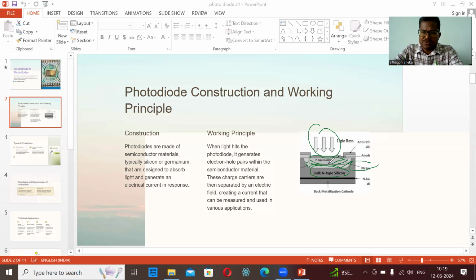Holes move to the P-type semiconductor side and electrons move to the N-type semiconductor side. The P-type semiconductor is connected to the anode and the N-type semiconductor is connected to the cathode. The cathode attracts negative charge carriers and the anode attracts positive charge carriers, connected with the external electric field. So voltage is created, electrons move, and current is produced.